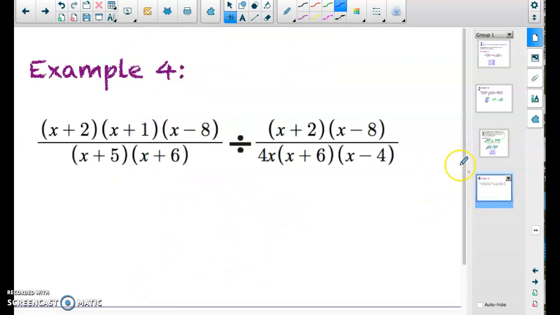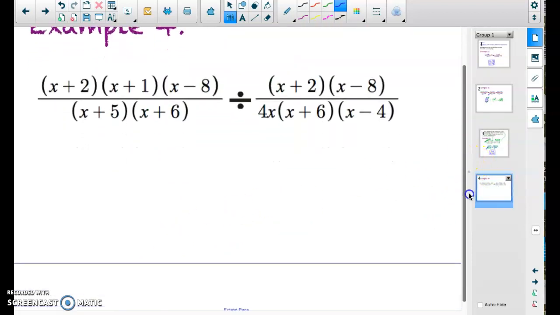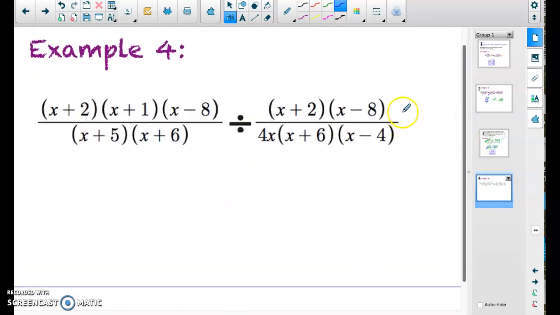Last question, example 4. Again, we are going to flip the second fraction. The second fraction is the one that gets flipped upside down, or we take the reciprocal of this one, and then we switch the sign. So I'm going to rewrite the entire problem, and I'm going to reverse this second fraction, and I'm going to change the sign to multiplication. So the first fraction stays the same. I'm going to begin rewriting this.